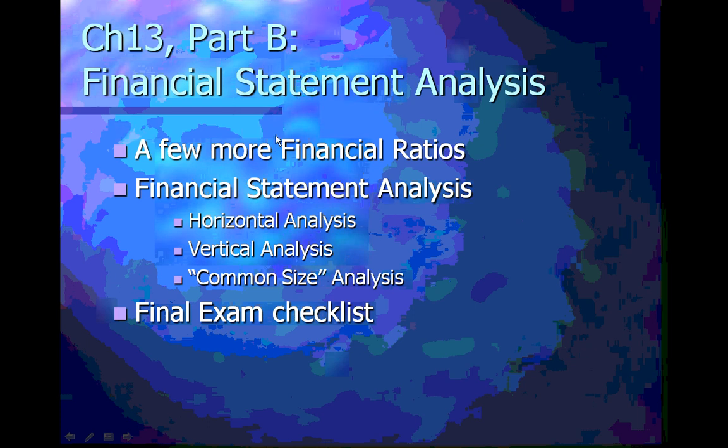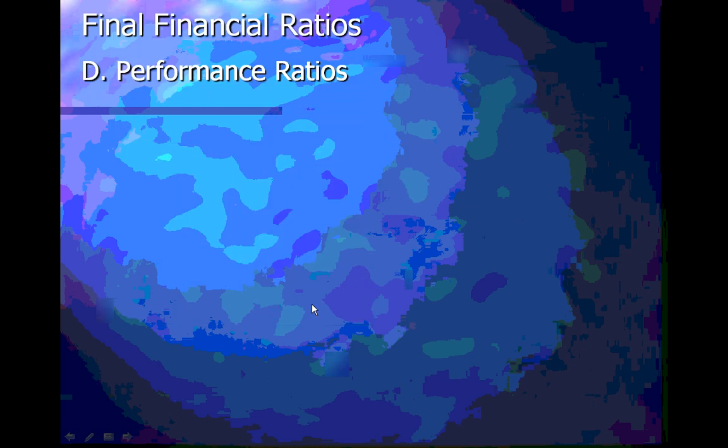First of all, we're going to cover the final financial ratios we want to cover for Chapter 13, and then we'll go into a very valuable tool that's simply called financial statement analysis. We'll look at some horizontal analysis, vertical analysis, and then combining those two into a common size analysis. And always important to students, many students want to know what's on the final exam, so I've got a checklist I'll go over with you briefly there. Okay, final ratios.